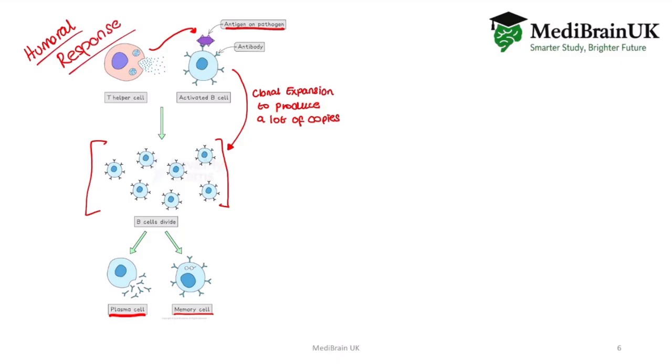Okay, so your T helper cell activates your B cell after the B cell presents the antigens on its surface. That stimulates the B cell to undergo clonal expansion and produce a large number of copies of itself. And then those B cells will either differentiate into plasma cells or memory cells. Okay, and we're going to be looking at plasma and memory cells on the next slide.